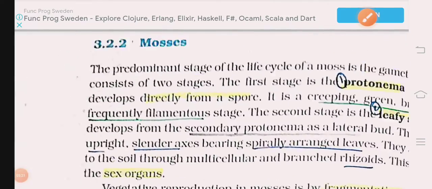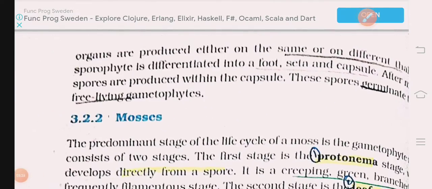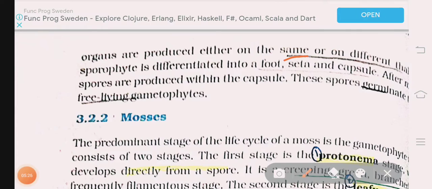During sexual reproduction, the male and female organs are produced either on the same or on different thalli. The sporophyte is differentiated into foot, seta and capsule. This is very important. You have to remember that the sporophyte is differentiated into foot, seta and capsule. Then the spores are produced within the capsule. These spores germinate and form free living gametophytes.